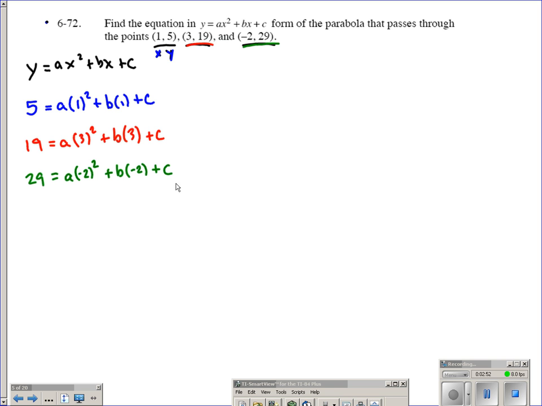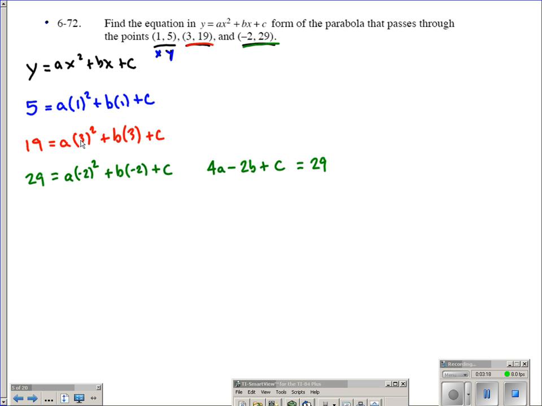Let's simplify those now. I'm going to simplify the green one first since I already have my green pen out. Negative 2 squared is 4, and 4 times a gives us 4a. Negative 2 times b gives us negative 2b, plus c should equal 29.